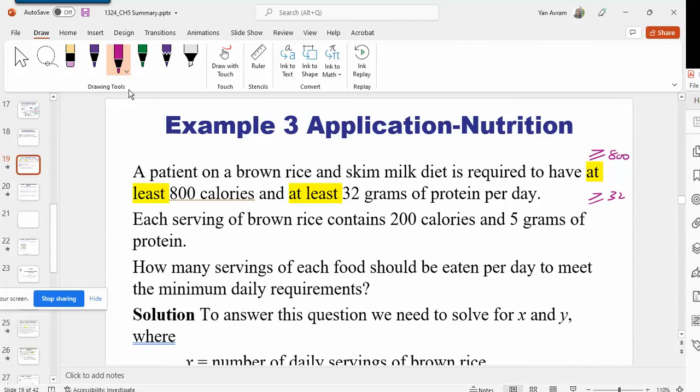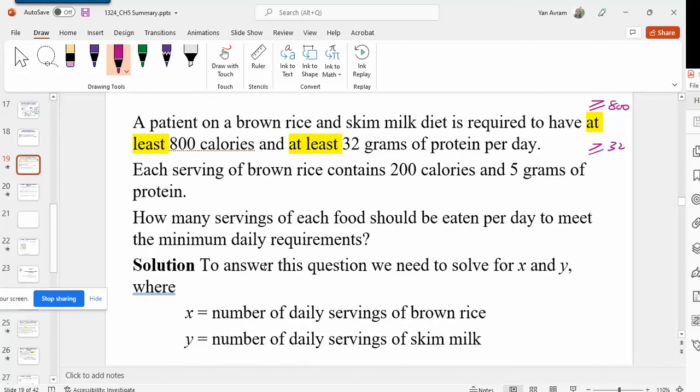That means you will need to set up a table, right? Usually set up a table in here, and then set the unknown as x and y. So if you do not know how many serving of the rice you need to eat and how many serving of the protein you need to eat, so you can say x is the number of the daily serving of the brown rice, and y is the number of the daily serving of the skim meals you need. And since the brown rice is 200, right? So you're gonna have a 200x, okay?